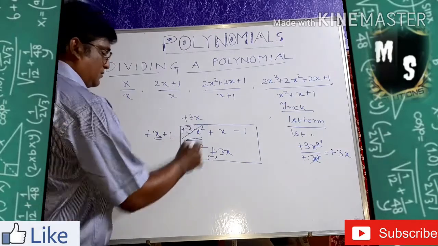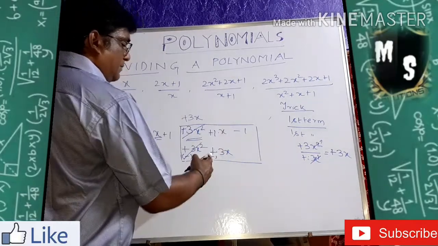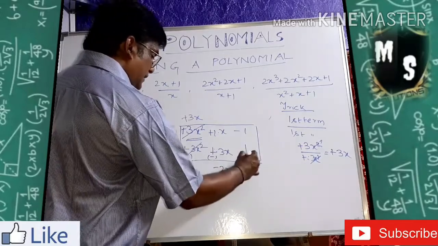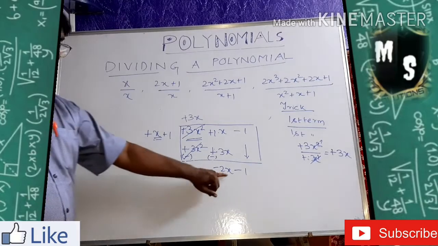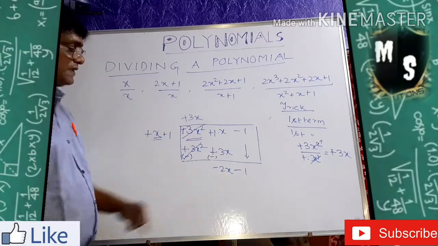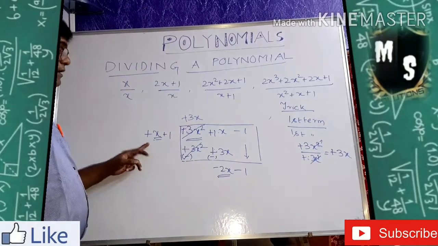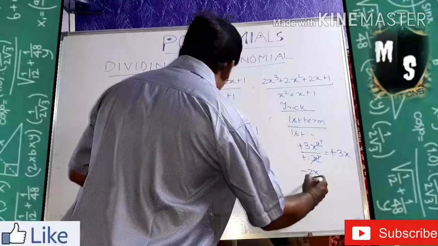It is plus 3x square, minus 3x square cancelled. Then it is 1x. Then minus 3 plus 1, it is minus 2x. Then 1 is getting down. That is minus 1. Clear? Now we got the second step. What is the first term in the second step? That is minus 2x. What is the first term here? The plus x. It is minus 2x by plus x.